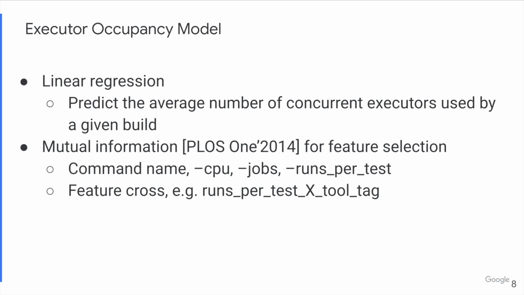To avoid type 1 deadline-exceeded errors, we have an executor occupancy model, which predicts the average number of concurrent executors used by a given build. This is also a linear model. We also use mutual information for feature selection here. For example, we found that the command name and the CPU architecture, or the max number of concurrent executors a build can use, all of these features have a high mutual information when inferencing the executor occupancy. We also use feature crosses.